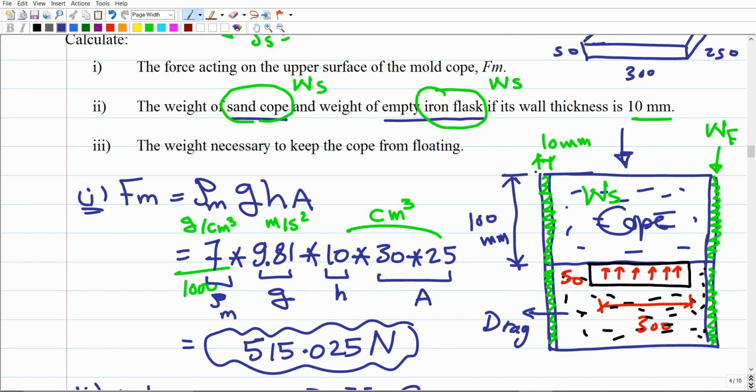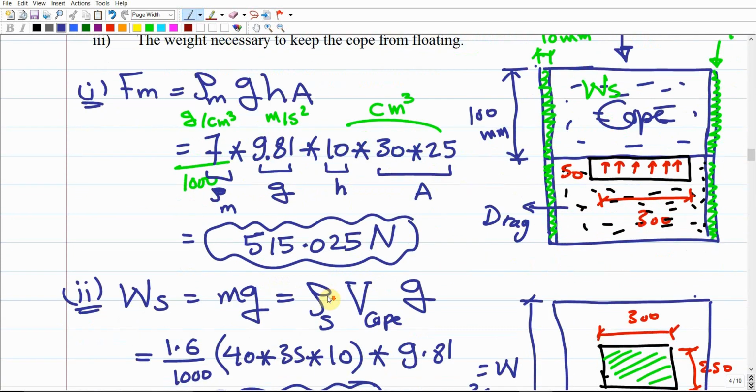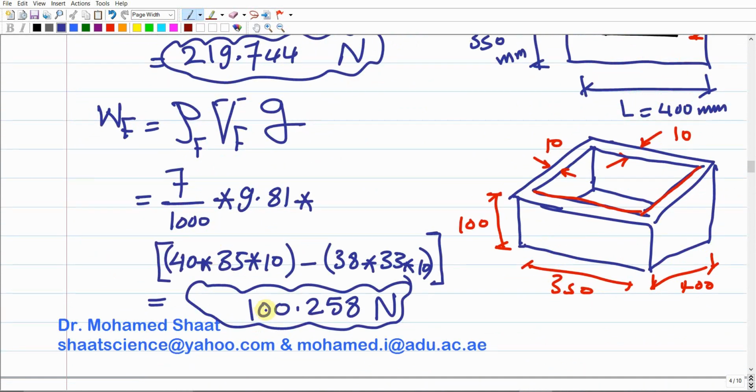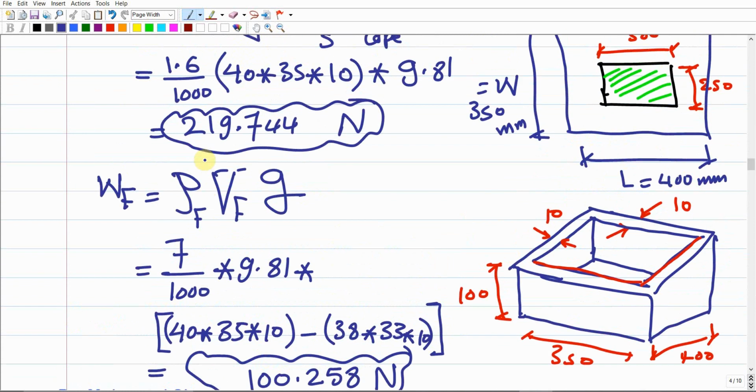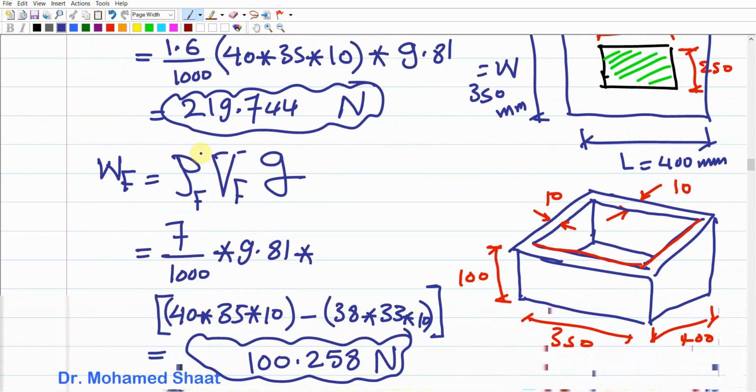In this case, there is no need to add more weights on the top. Or the other option is that the buoyancy force is bigger than the weight of the cube. The weight of the cube, as we mentioned, should include the weight of the sand plus the weight of the flask, both of them together, right? So as you can see, we have a buoyancy force of 515 Newton, the weight of the sand is 219, and the weight of the flask is 100. So the total weight of the cube will be the sum of these two numbers, which is 319 point something, right?